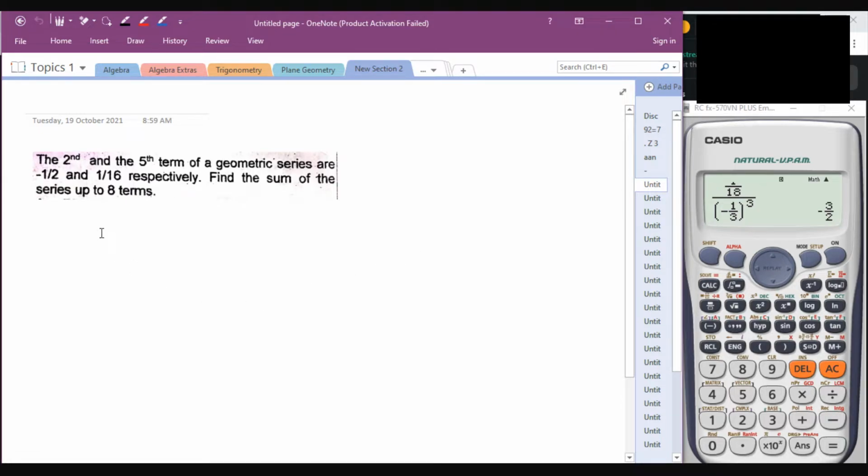Next problem here. Sir, will you teach any calculator technique? Yes. Just relax.